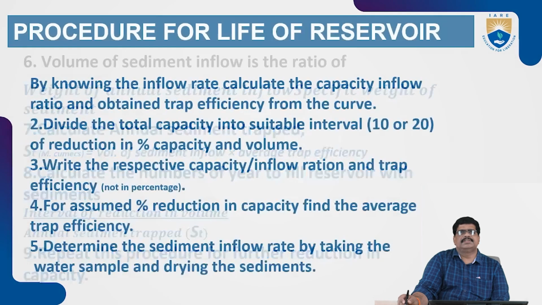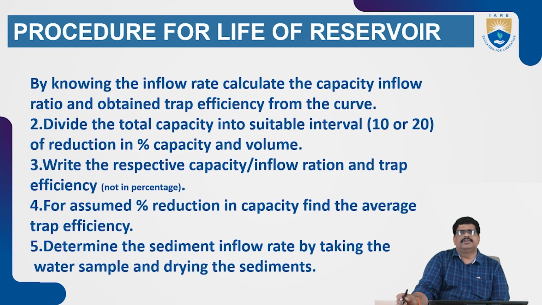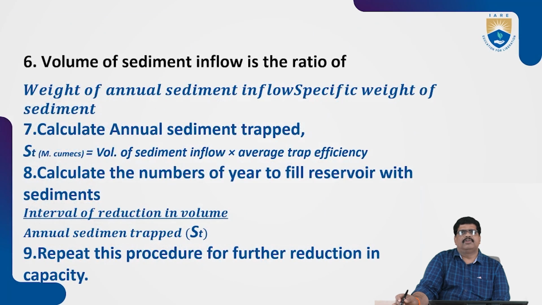So there are some definitions. You have to divide the capacity into suitable intervals of 10 to 20. So the percentage will be known with respect to the capacity of the reservoir efficiency. For an assumed percentage of reduced capacity, find the average trap efficiency, and also determine the sedimentation inflow rate by taking water samples of the dry sediments, and the volume of sedimentation flow, the weight of the annual specific weight of sediment. Calculate the annual sedimentation trap, which is equal to the volume of the sedimentation inflow into the average trap efficiency. So this is the calculation of the annual sediment trap.